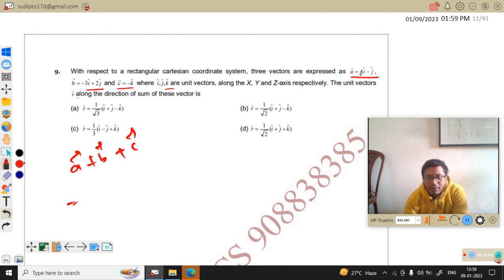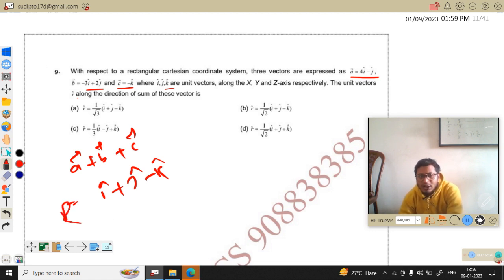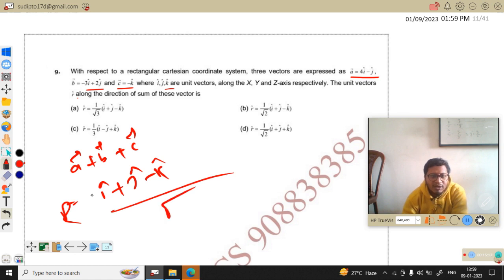It will be i cap equals 4i minus 2i minus 3i, so only i cap, and the i component is not given. For j, this is minus j, plus j, plus j, so it will be only the j vector, and only the k vector. So this is the resultant vector after adding the three vectors. So what is the unit vector? You have to divide it by its magnitude, root 3, so i cap plus j cap minus k cap.